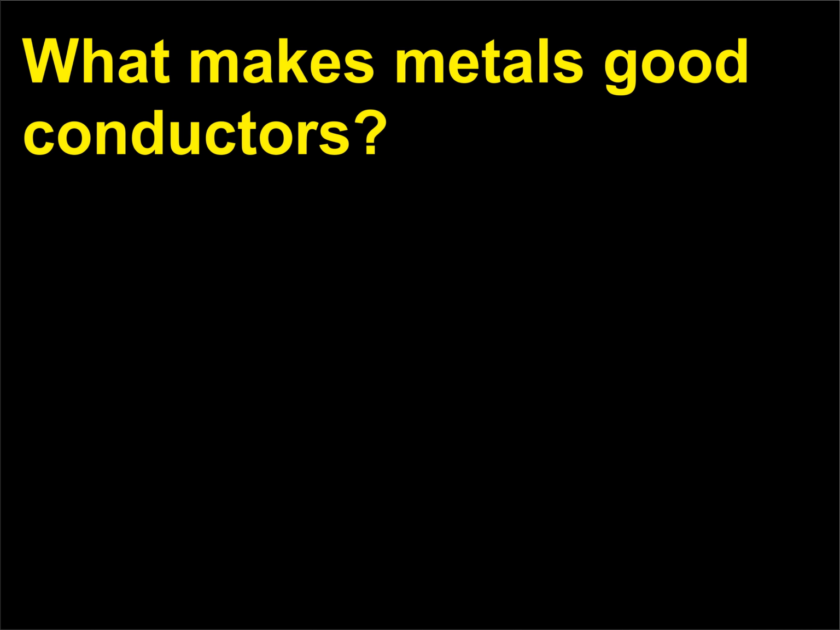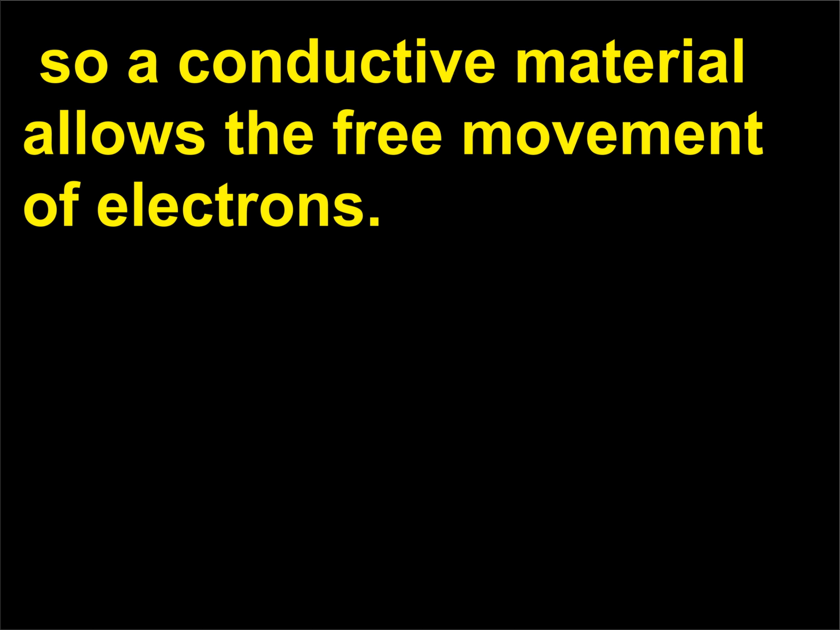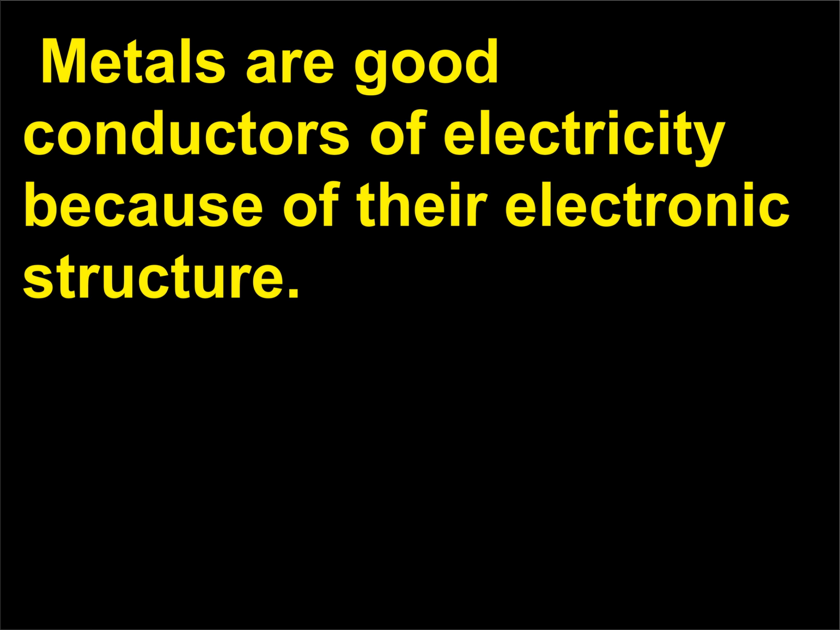What makes metals good conductors? An electrical current is the movement of electrons. So a conductive material allows the free movement of electrons. Metals are good conductors of electricity because of their electronic structure.